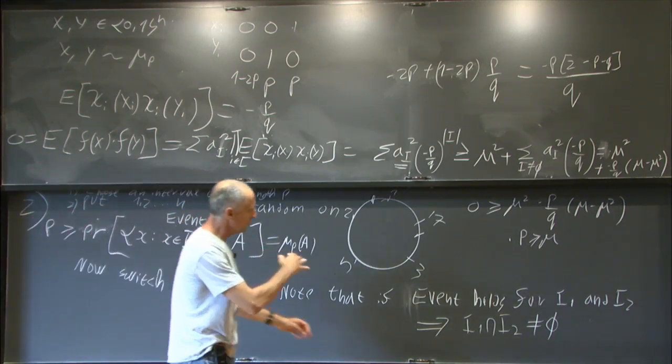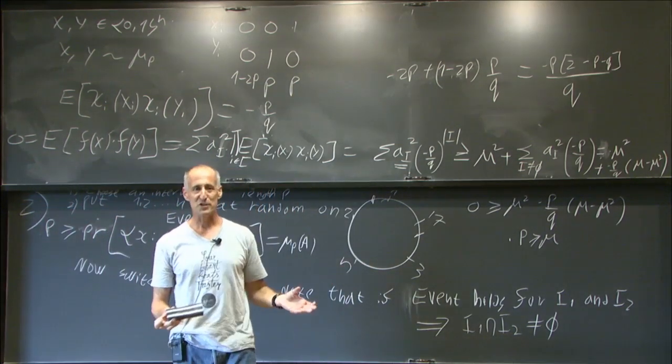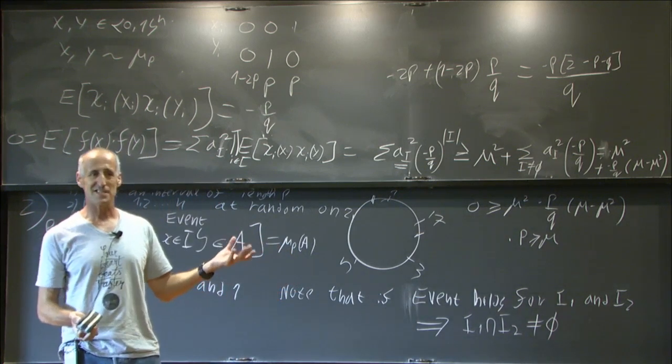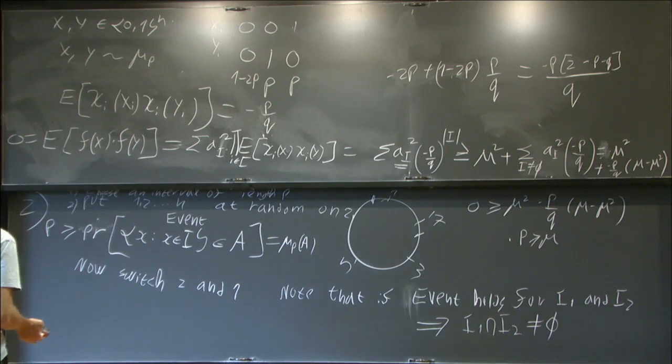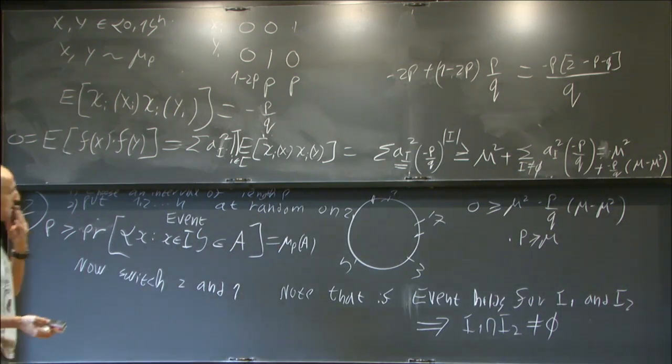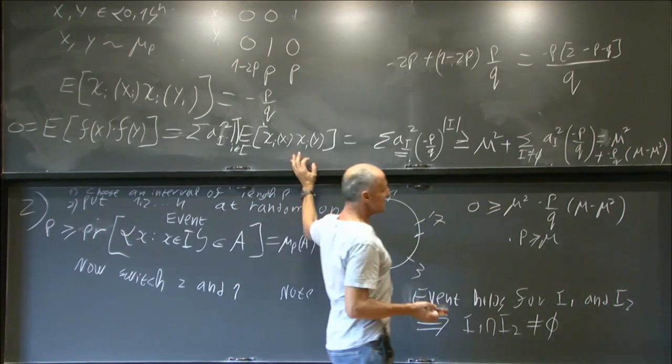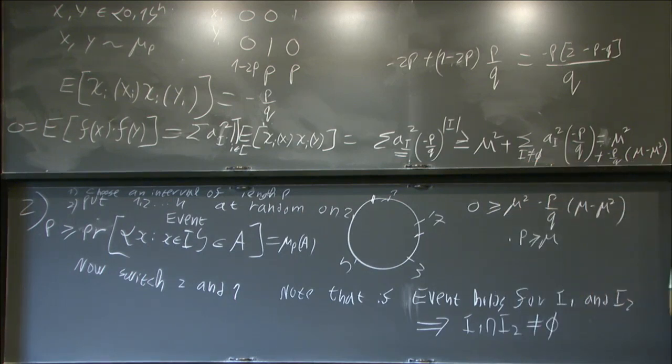Okay, let me show you another proof, which really is the same proof, even though it looks a bit different. And this proof is good for stability. It also generalizes to various other settings. So if you want 2-intersecting, 3-intersecting, you can use this.